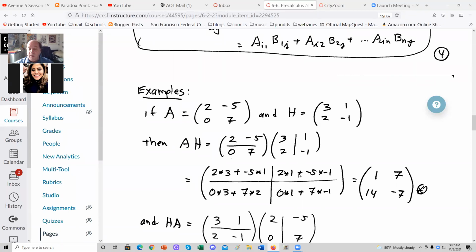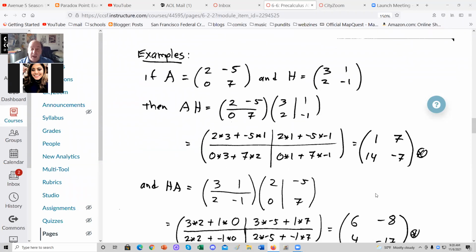The upper right entry is the upper row times the right column, 2 times 1 plus -5 times -1 here. Lower left entry is lower row times left column, 0 times 3 plus 7 times 2. Lower right entry is lower row times right column, 0 times 1 plus 7 times -1 there. Okay. And you do the arithmetic, it's 1, 7, 14, -7.